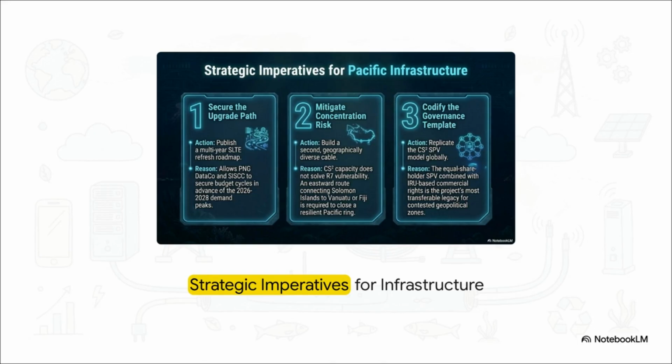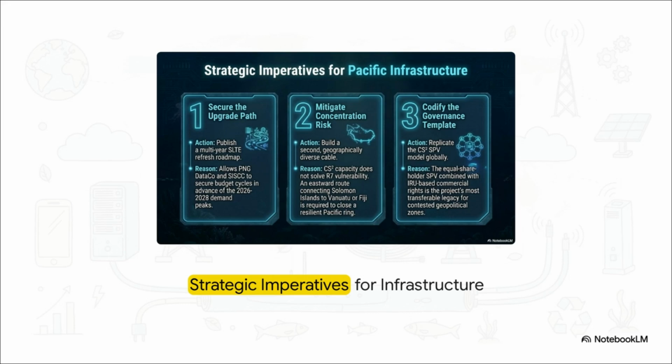Therefore, my case study concludes with 3 forward-looking strategic imperatives. First, operators must secure the upgrade path right now by publishing a multi-year SLTE refresh roadmap to lock in budget cycles ahead of the 2028 demand peaks. Second, they absolutely must mitigate that R7 concentration risk we just talked about. The only true mitigation is building a second, geographically diverse cable, perhaps an eastward route connecting to Vanuatu or Fiji to create a resilient Pacific ring.